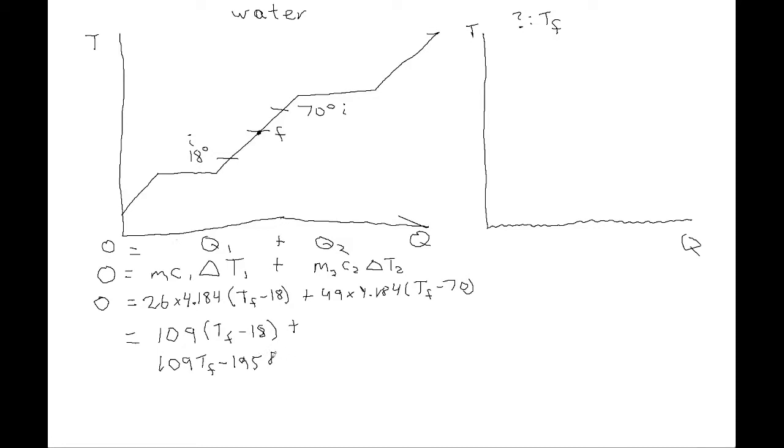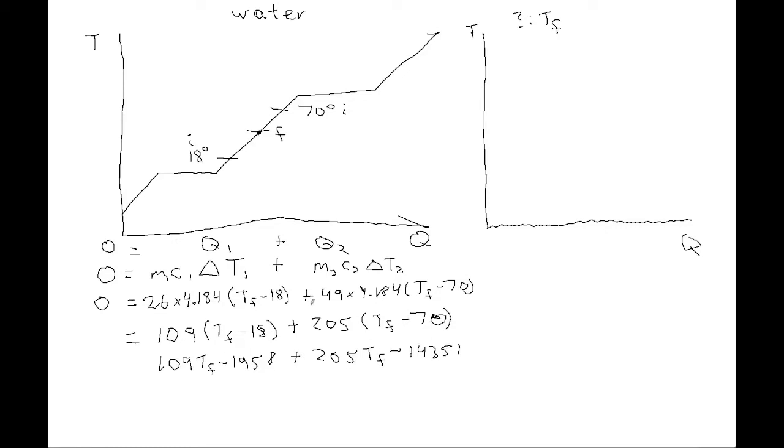Okay, good. And then plus 49 times 4.184, which is approximately 205. And then you can also distribute that through TF minus 70. And then you'll get 205 TF minus 14,351. Let's see, 205 times 70 is 14,350. So again, you rounded it differently. Is this what you got? Yeah. Okay, sounds good so far.